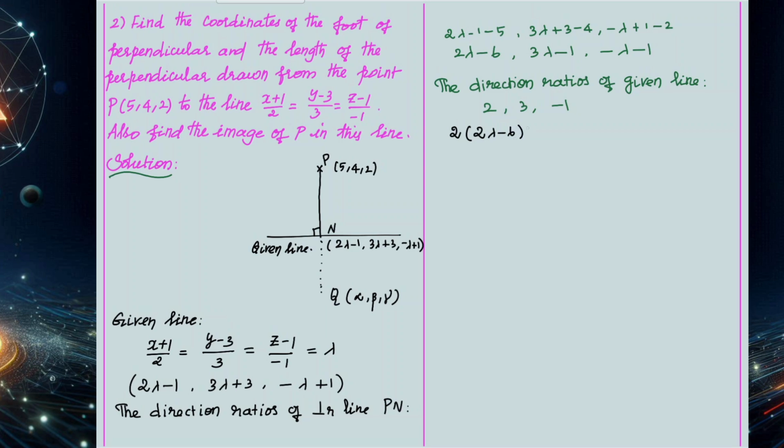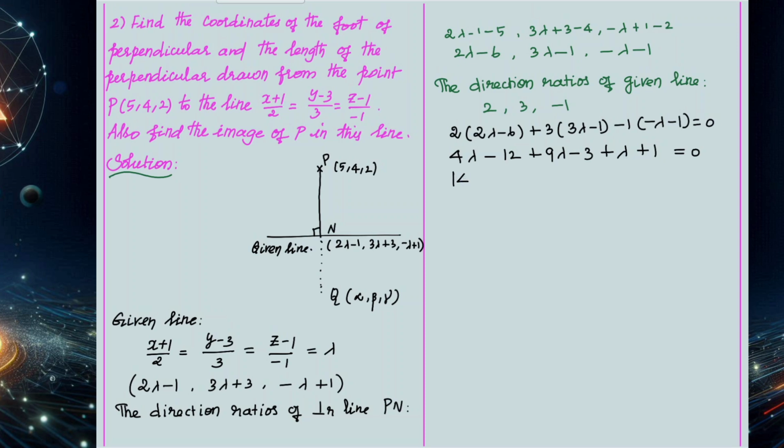2, 3, minus 1. Now let us multiply and add the direction ratios of these two lines. So 2 into (2 lambda minus 6) plus 3 into (3 lambda minus 1) plus minus 1 into (minus lambda minus 1), which is equal to 0. So 2 into 2 lambda is 4 lambda, 2 into minus 6 is minus 12, plus 3 into 3 lambda is 9 lambda, 3 into minus 1 is minus 3. Minus 1 into minus lambda is plus lambda, minus 1 into minus 1 is plus 1. So which is equal to 0.